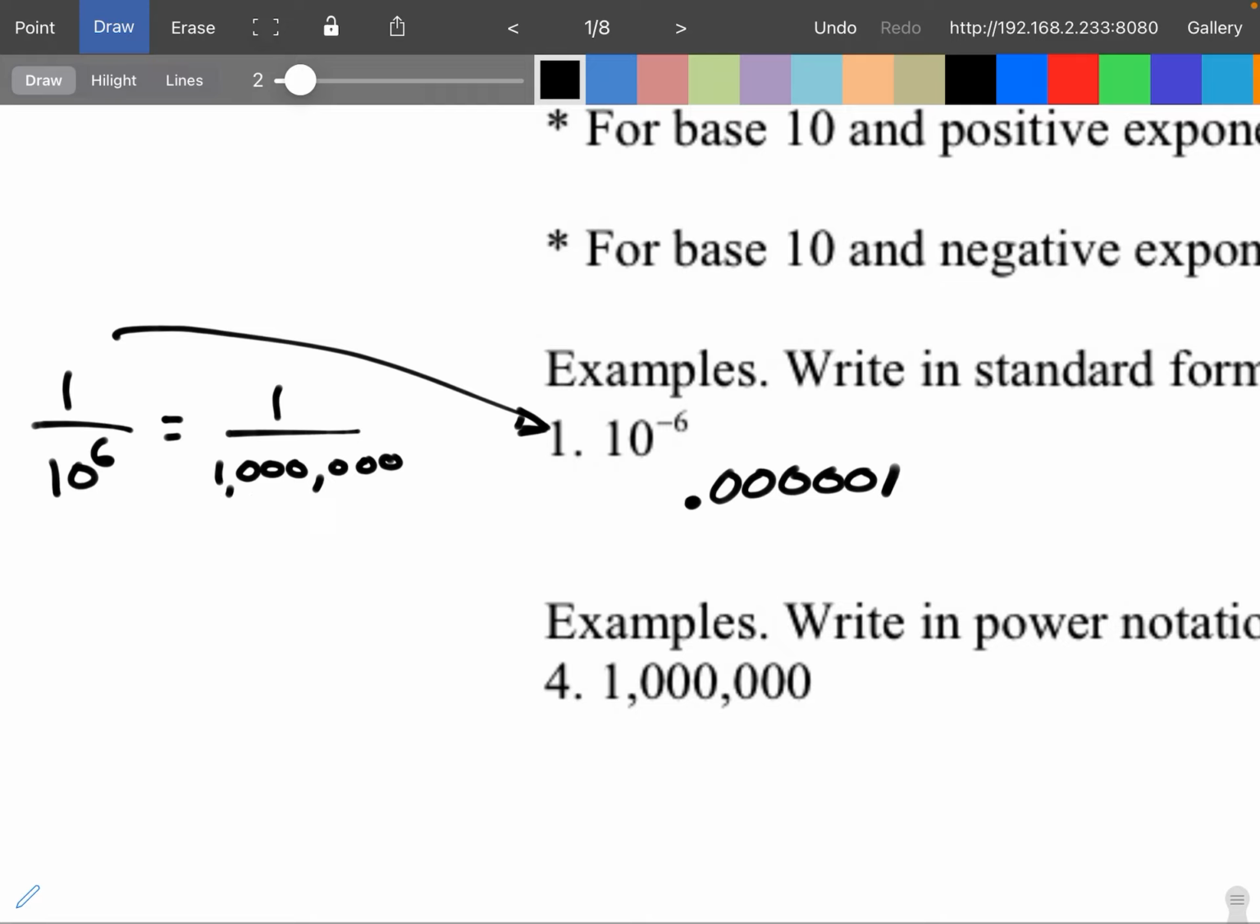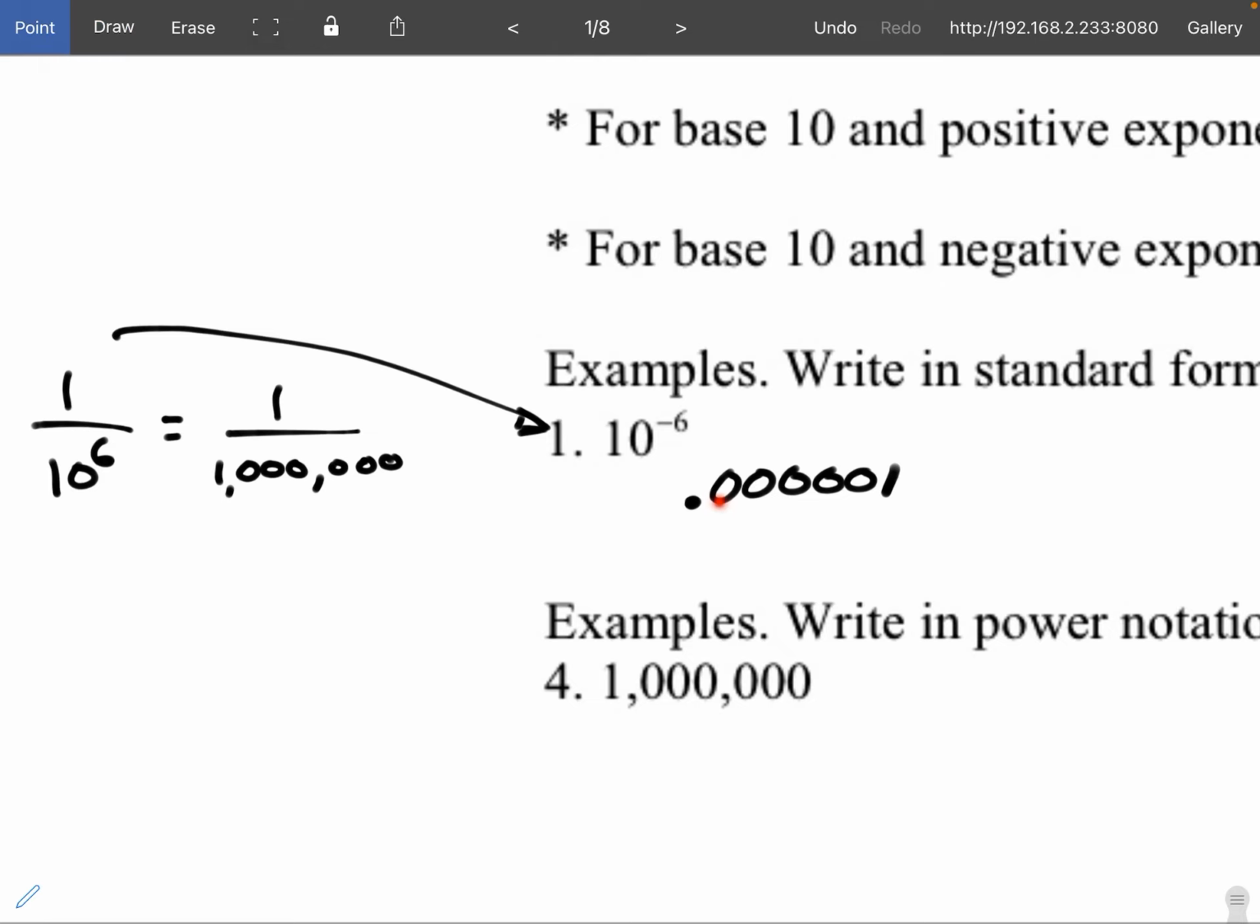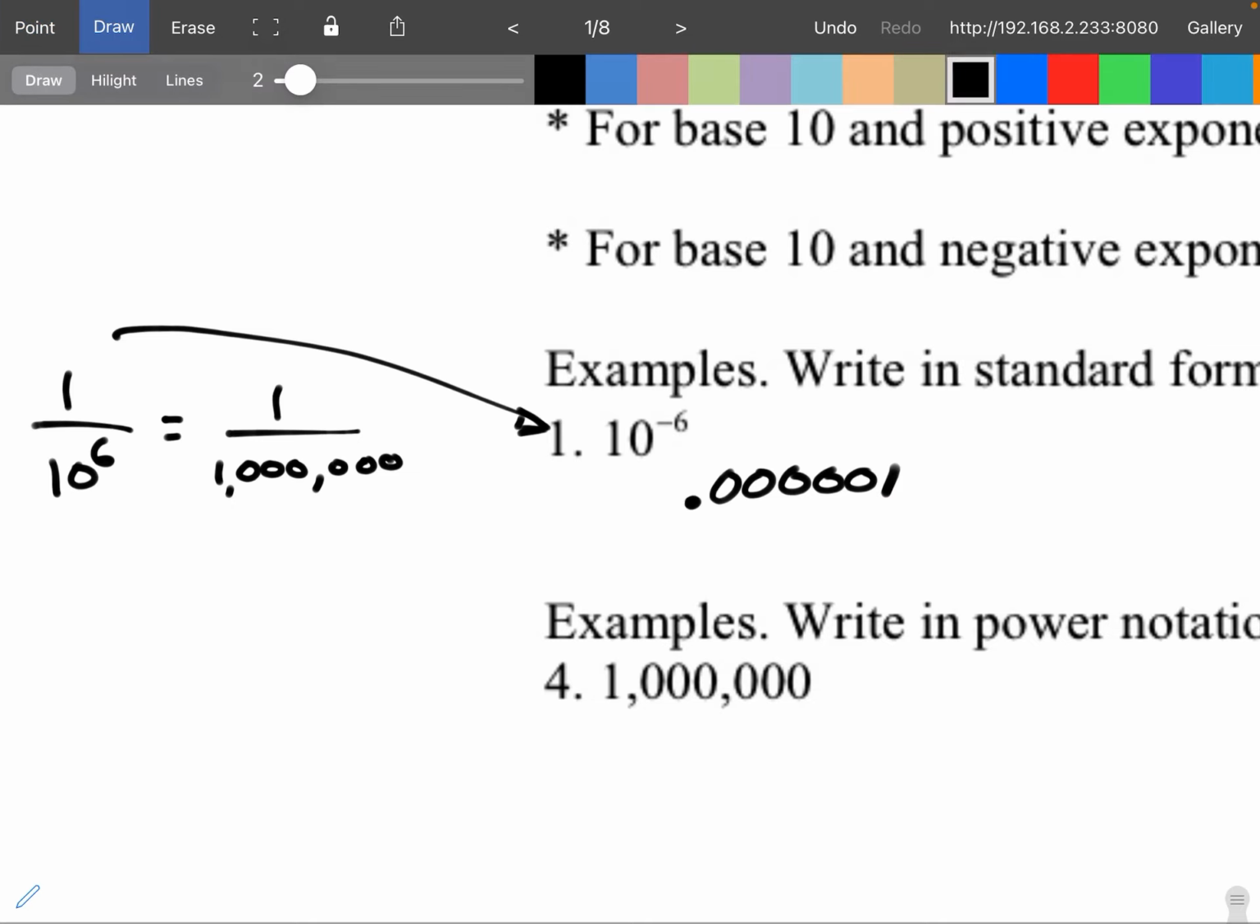So that's 1 over a million. Well, if you read this decimal that I wrote right here, this is the tenths, that's the hundredths, that's the thousandths, that's the ten-thousandths, that's the hundred-thousandths, that's the millionths. So it's 1 over a million, or 0.000001. Kind of makes sense?